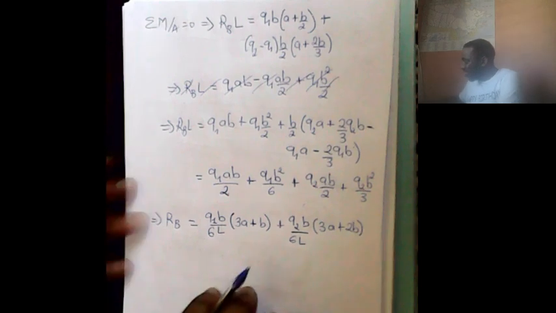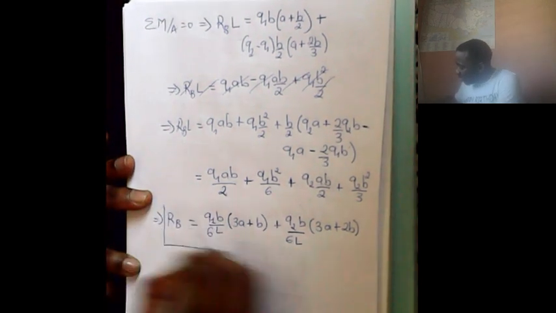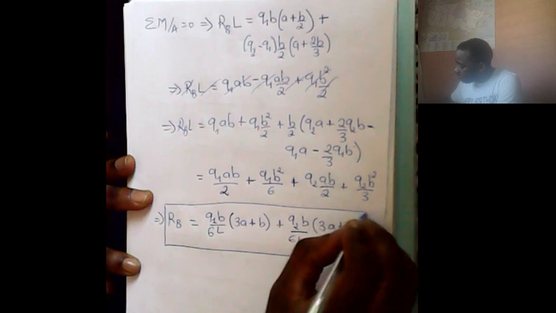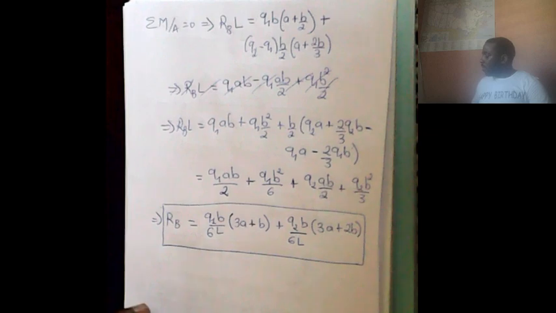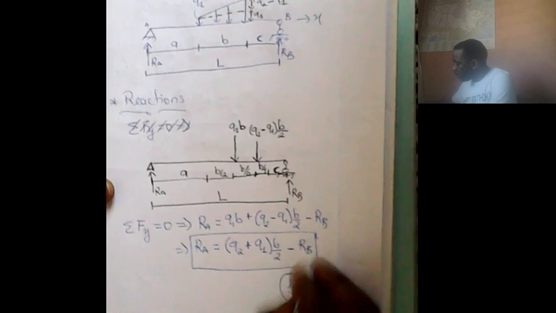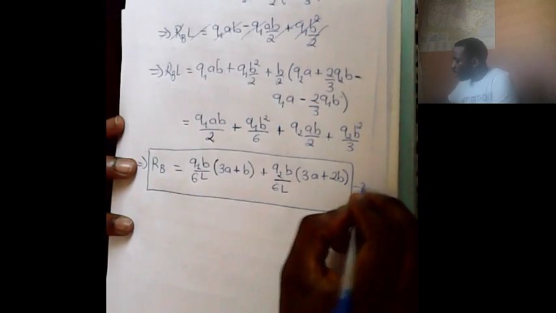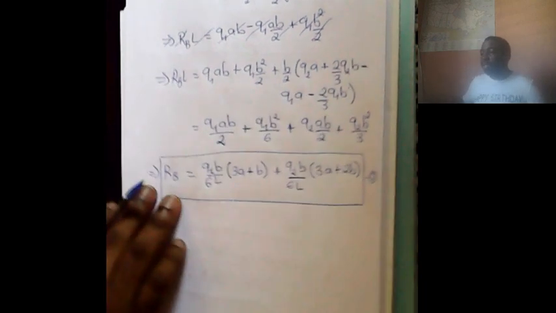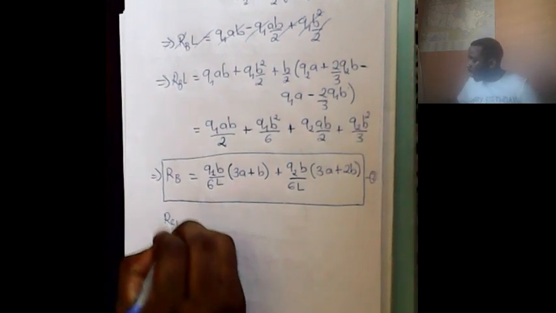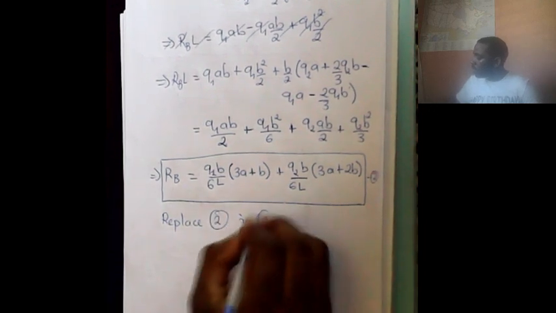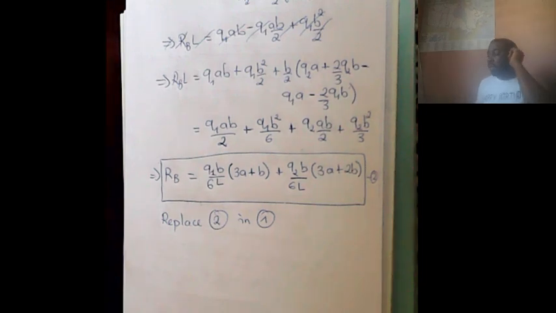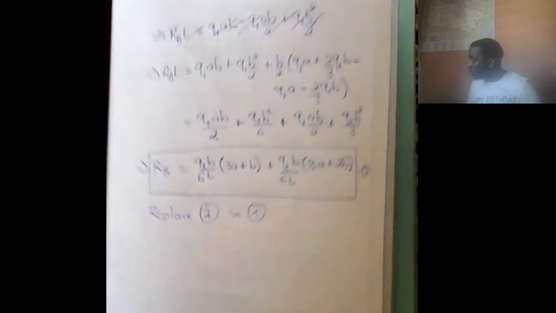Yeah, thank you. So, we have that. Perfect. So that's our RB. Now, if we call this equation 1, okay, equation 1, and here we have our equation 2, right? So we can replace 2 in 1, right, to find RA. We can replace 2 in 1 to find RA. So what would that give us?